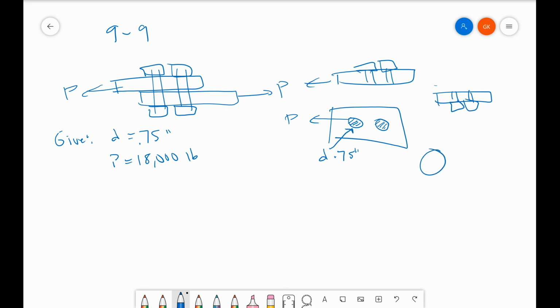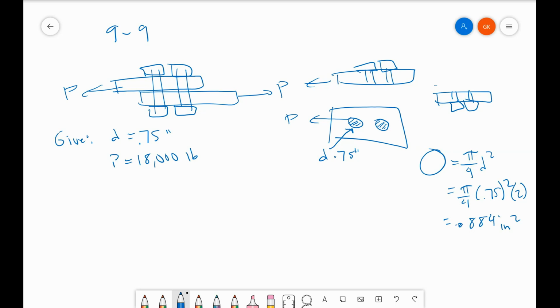So, area of a circle, we can look that up in the front of our book, is equal to pi over 4 d squared, which is equal to pi over 4 times 0.75 squared. However, there are two of them, so we multiply it by 2 to get that second one in there. And that comes out to have an area of 0.884 inches squared.